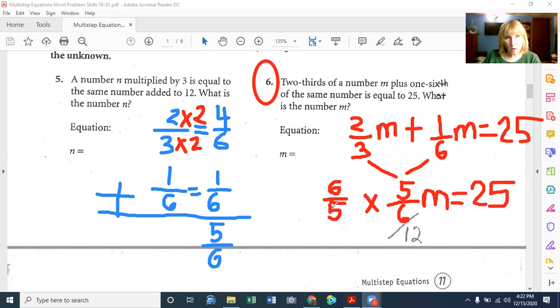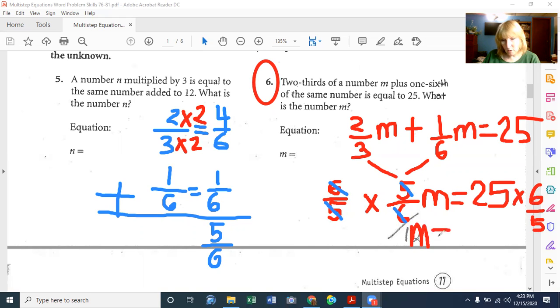So whatever I do to one side, I also need to do to the other side of the equals. So I have to multiply by 6 over 5 to the right side as well. Notice how when I multiply the left side by the reciprocal, the 6's will cancel, the 5's will cancel, and I'll be left with just an m. So that's what I want. I want the variable by itself. So now I have m.